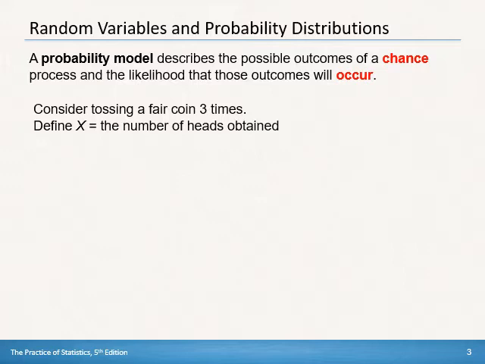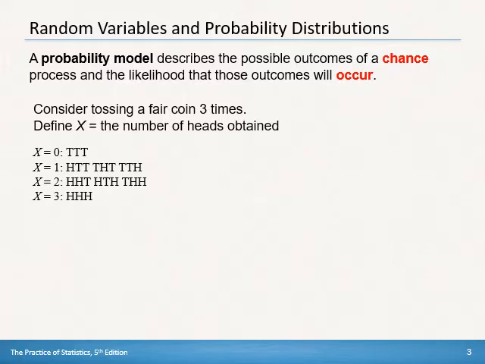Tossing a fair coin 3 times, and let's define a random variable x. We use capital letters to define the random variable, and then we'll be using lowercase x to represent the individual values that x can take on. So we're going to define random variable x as the number of heads we get when we toss this coin 3 times. If you think a little bit, you could see that we might get no heads, which means we got 3 tails.